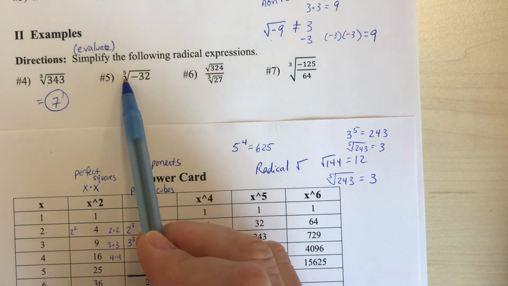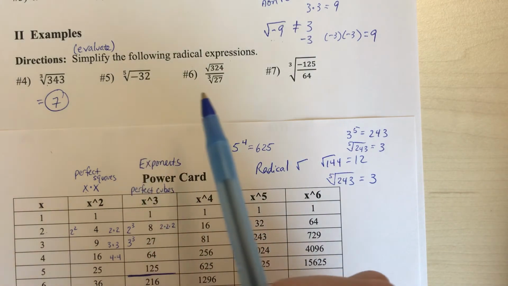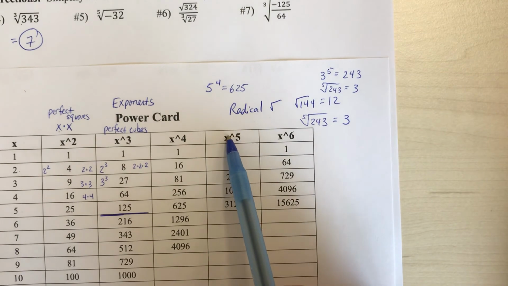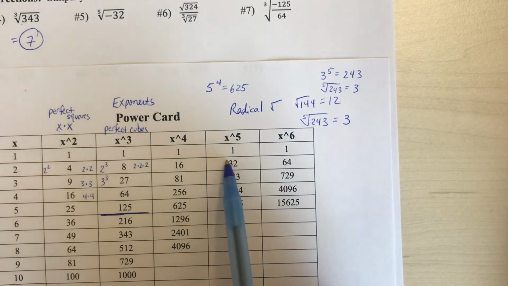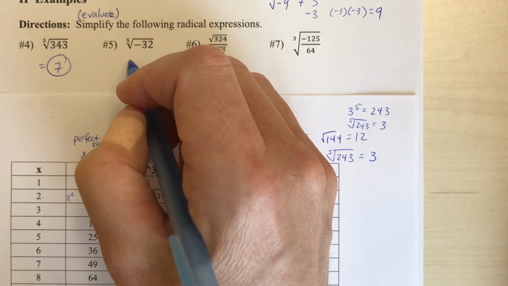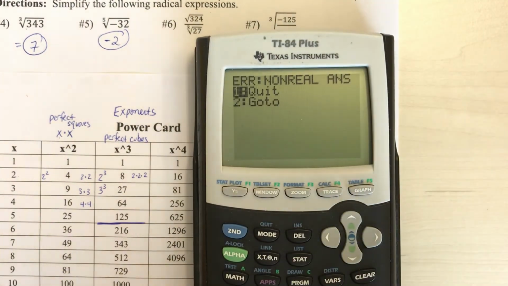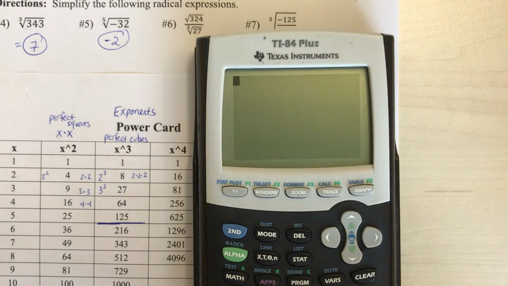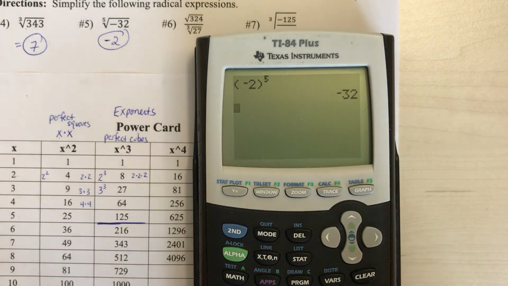Because if you do a negative times itself an odd number of times, you do end up with a negative. So fifth root, let's go to x to the fifth. Oh, there's 32. The fifth root of positive 32 is 2. So the fifth root of negative 32 is negative 2. And again, I like to check my answers. So if you're not sure, if you do negative 2 raised to the fifth, and notice how I put that in parentheses, there's my negative 32.